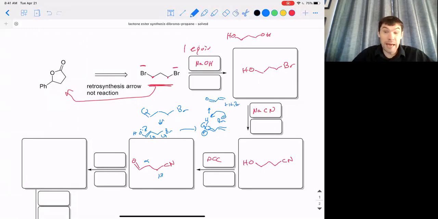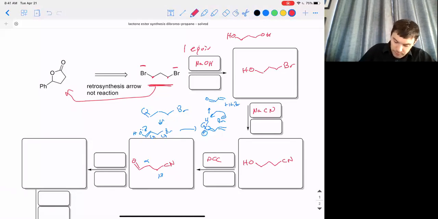Now, that would happen best with a little bit of base around to maybe make a little bit of enolate instead of going through the enol, but it is possible under either set of conditions we could draw that. And so carbonyls with leaving groups in their beta position are highly problematic synthetic intermediates. And so here it's probably highly advantageous to have the nitrile, which is a much worse leaving group than bromide, be incorporated before we go up to the aldehyde oxidation state.